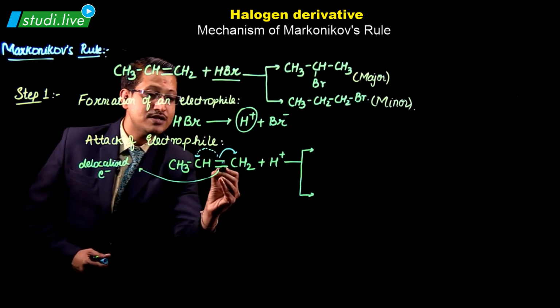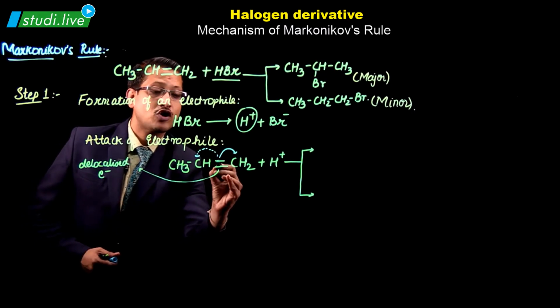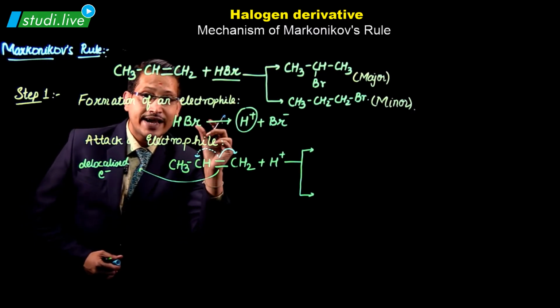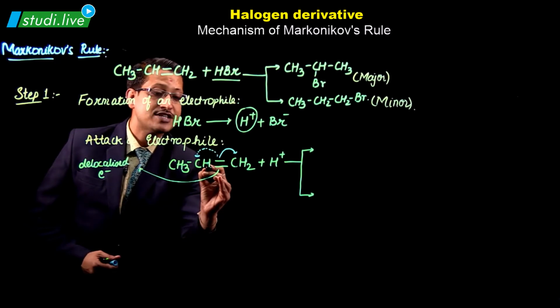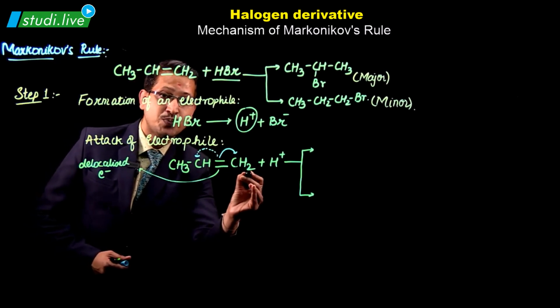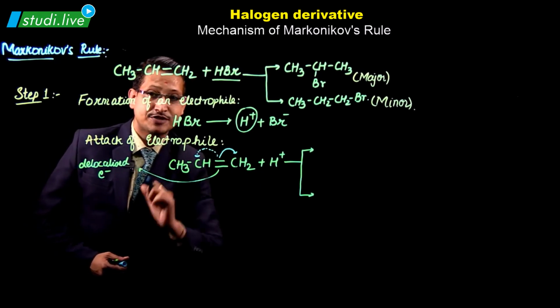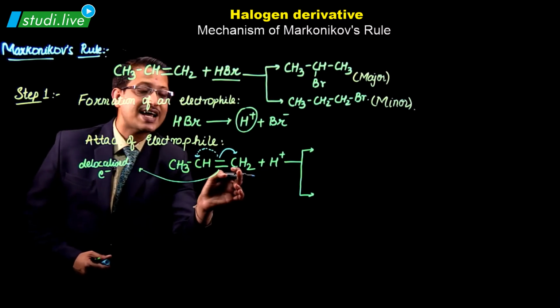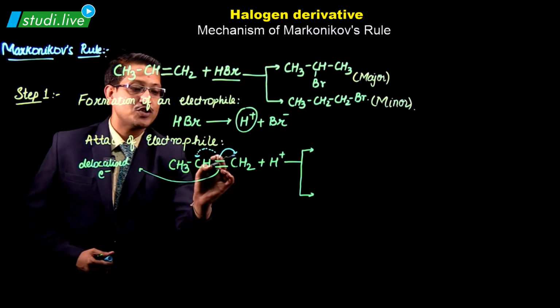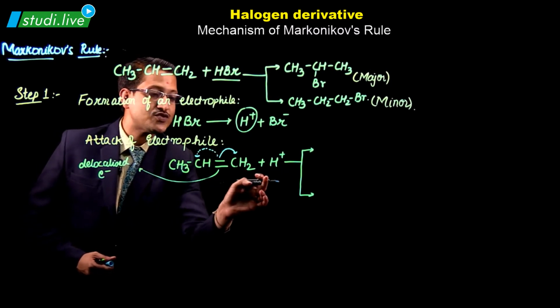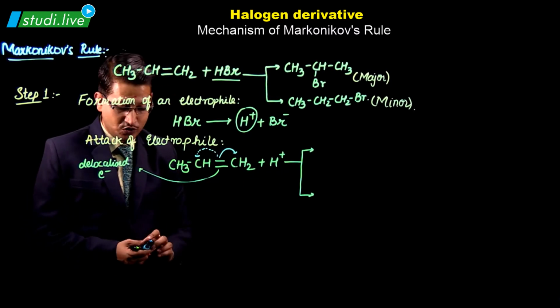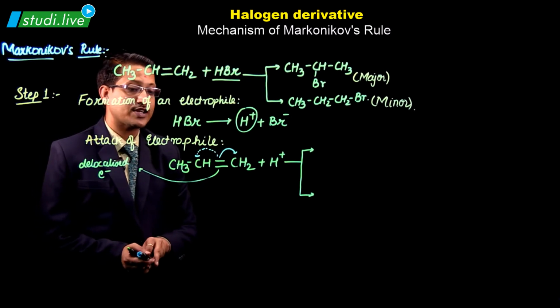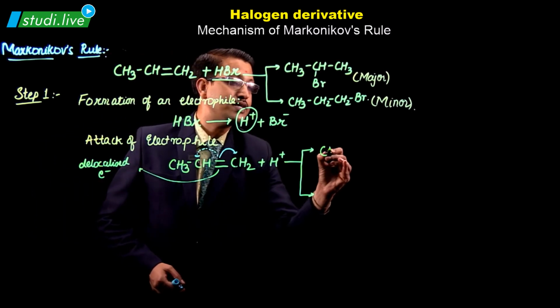What happened? The double bond is shifting here. Because it is shifting here, the electrons of this CH are taken by CH2, and this becomes an electron rich center. Because this becomes an electron rich center, the H gets added here. So if this is shifting here, this H will get added up here, and this will give you the formation of CH3CH.